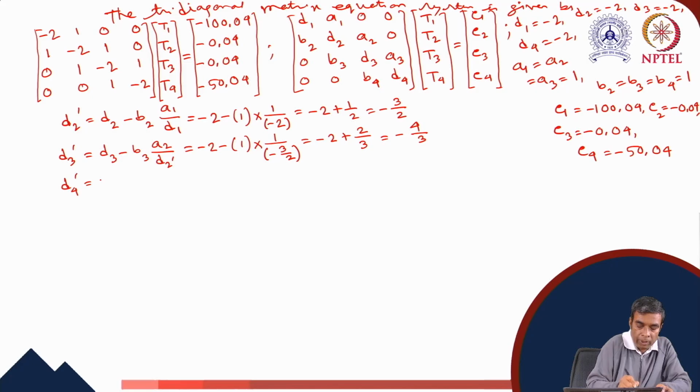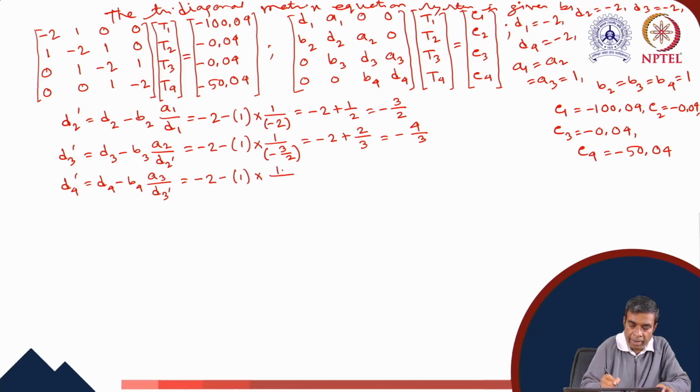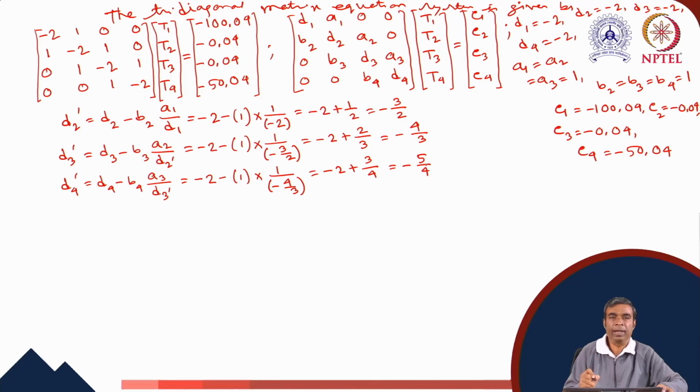Then we have D4 dash equals D4 minus B4 into A3 by D3 dash. So D4, this is -2 minus B4 is also 1, 1 into A3 is 1 divided by D3 dash that we calculated just now, -4/3, equals -2 plus 3/4 equals -5/4. So we have calculated the updated diagonal terms. Similarly, we can calculate the updated right hand side load vector.